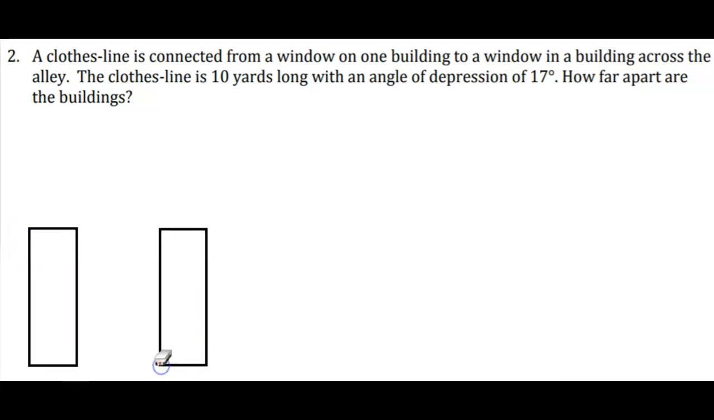Okay, so our next example is talking about a clothesline connected from a window on one building to a window in a building across the alley. So the first thing you want to do is just go ahead and draw your two buildings. So maybe we have a building here, we have a building here. So we have a clothesline that's connecting these two buildings.